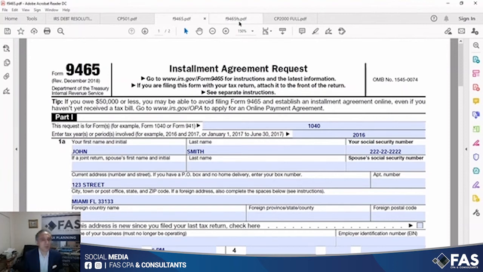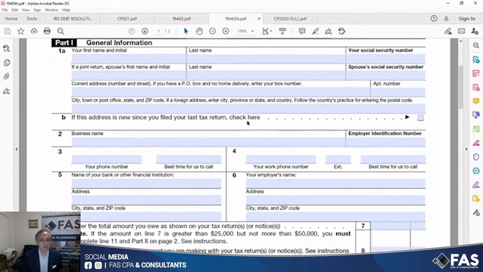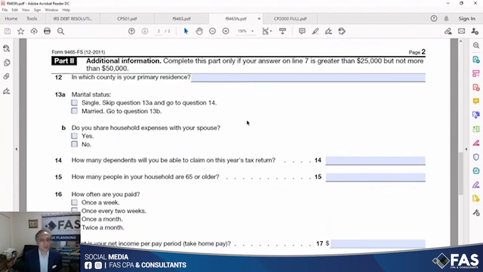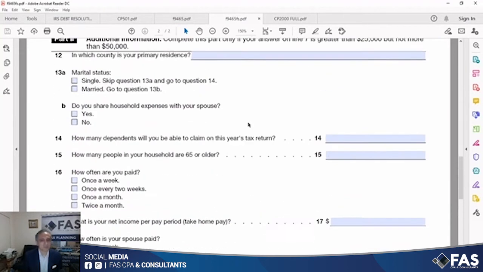What happens when you owe over $25,000? When you owe over $25,000 but less than $50,000, you need to use Form 9465-FS. The difference between the previous Form 9465 and Form 9465-FS is that in this form you need to fill in the second page. You have to.